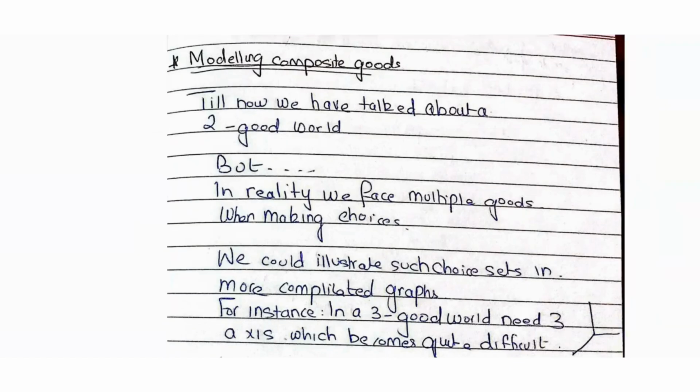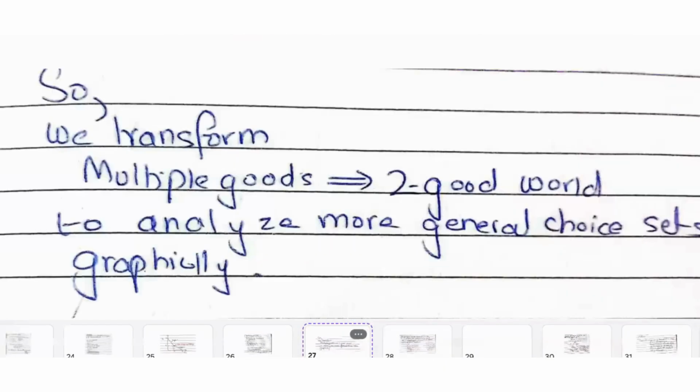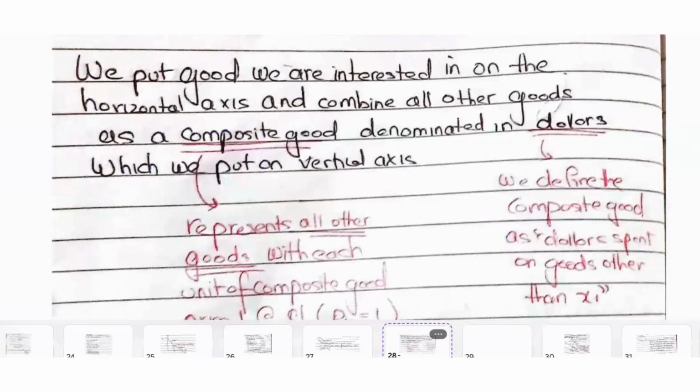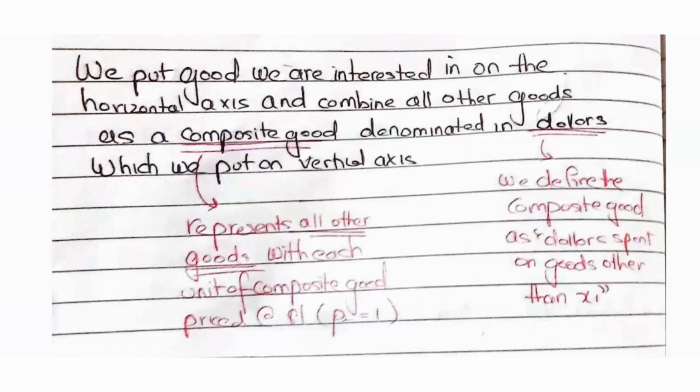So what we want to do is look at how we can transform multiple goods into a two-good world to analyze more general choices graphically. So instead of using three-dimensional graphs for a three-good world, we'll transform our multiple goods into a two-good world, right? And how are we going to do that? We're going to do that by introducing the concept of a composite good.